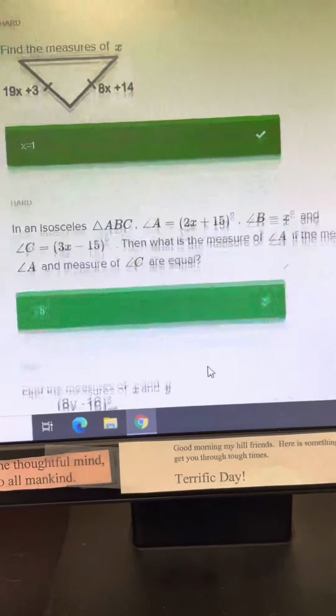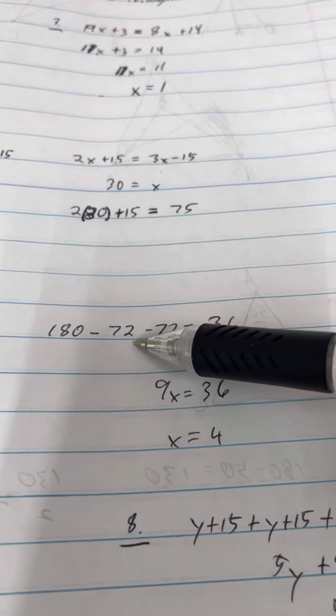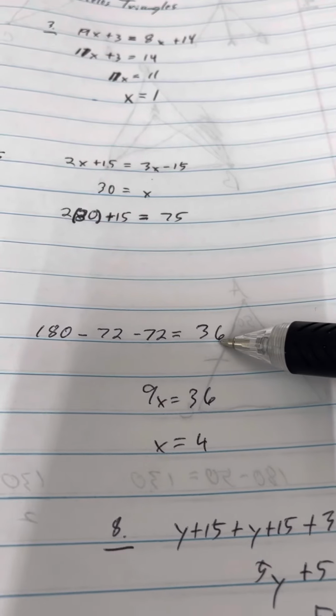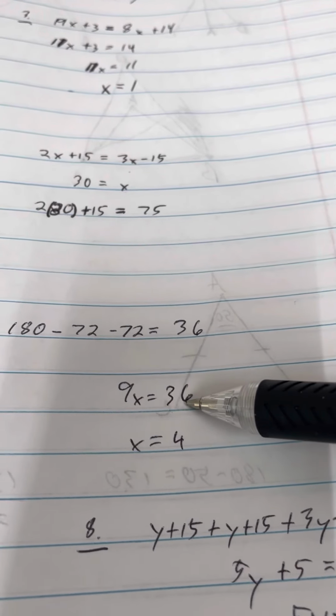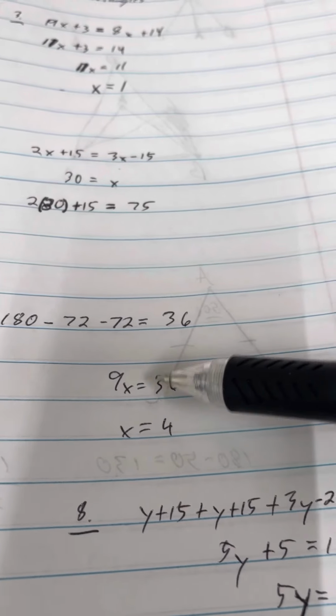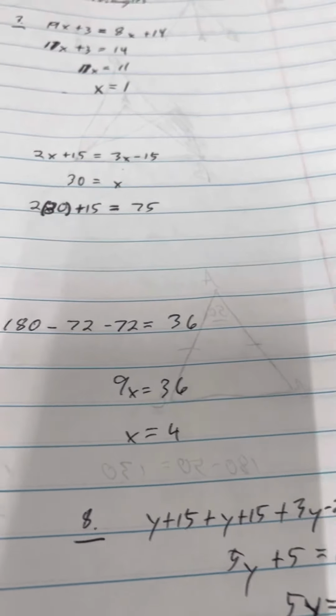For this one, find the measures of x and y. I did y first. I did 8y minus 16 equals 72 because these two are the same. And there's my work for figuring out what y was. Then I knew that both of those were 72. So 180 minus 72 left me with 36. And that 9x equals 36. So I divide both sides by 9, and you get x equals 4.